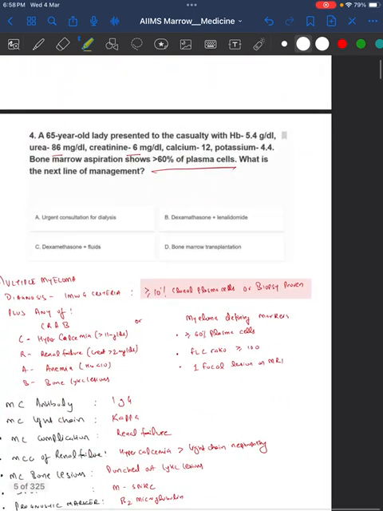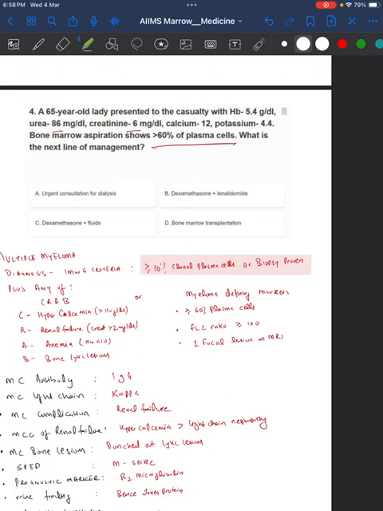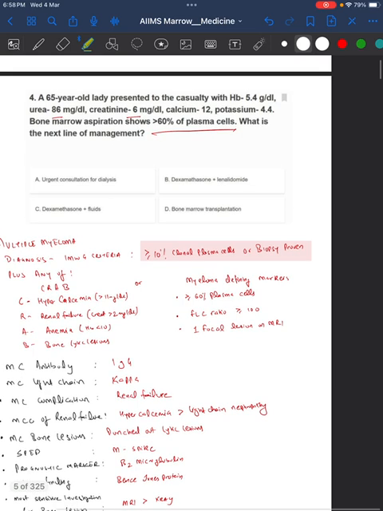The next question, I have already discussed this question in the group. It is about a patient presenting with anemia with urea 86, creatinine 6, and raised calcium. Potassium is normal, with bone marrow showing more than 60% plasma cells. So this is nothing but multiple myeloma.